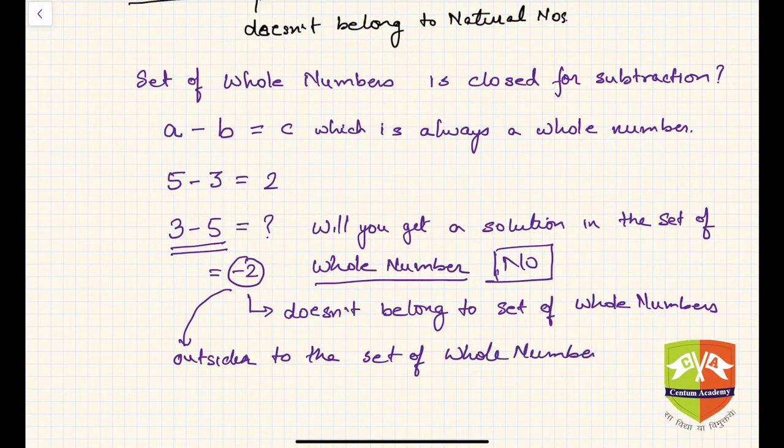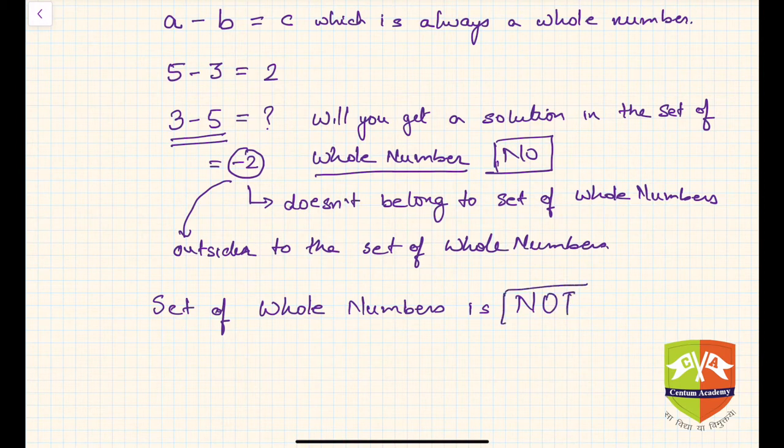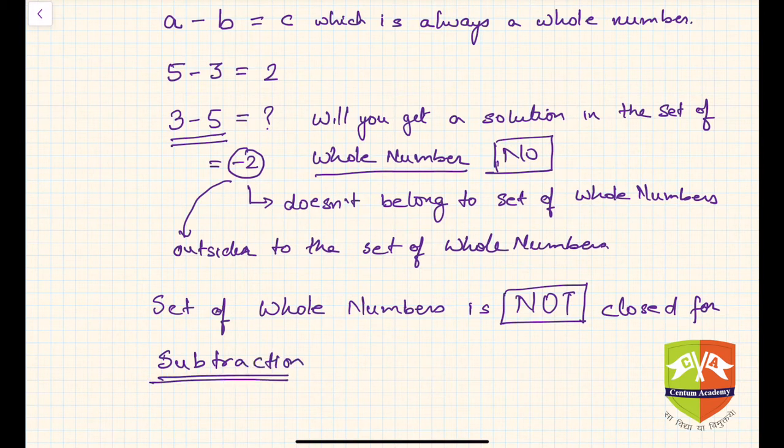And hence we say, friends, that the set of whole numbers is not closed for subtraction. It is definitely closed for addition, but it is not closed for subtraction. Meaning what?